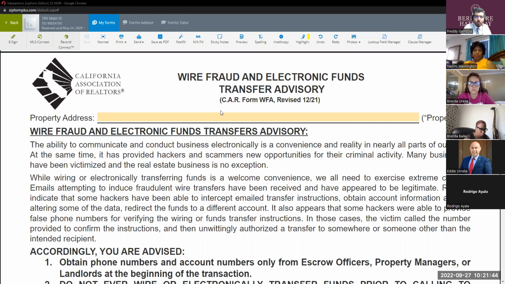Keep in mind that once a wire has been sent out, it can no longer be returned. Again, once a wire goes out from that bank to another bank or different account, it can no longer be returned or canceled. So please be very careful for your clients not to fall for any scams that go on in this world.